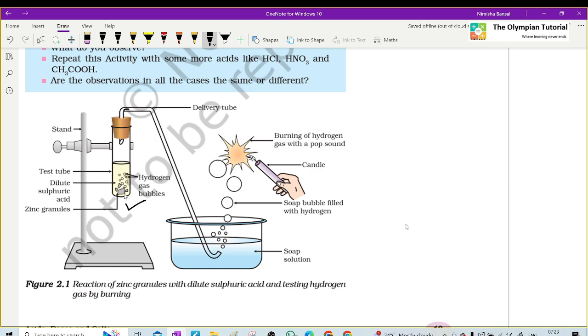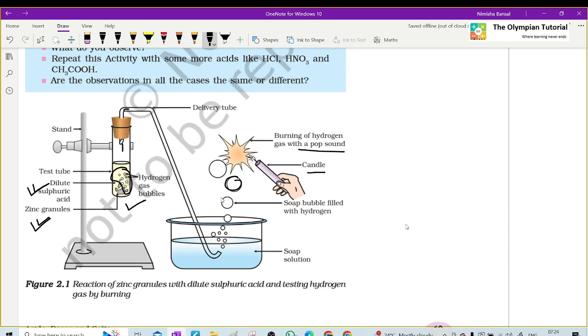In zinc granules, when it is added with acid, dilute sulfuric acid, what we observe is that there are bubbles. And this gas will go through this delivery tube to the soap solution and we also see bubbles. When we take a burning candle, what will happen? This gas will burn with a pop sound. These are actually soap bubbles filled with hydrogen gas.